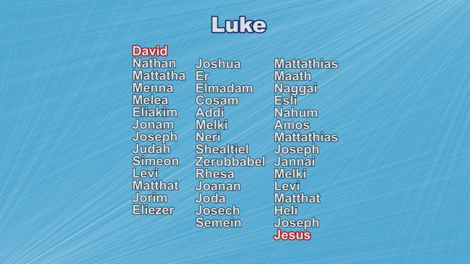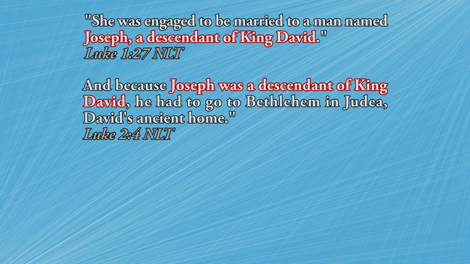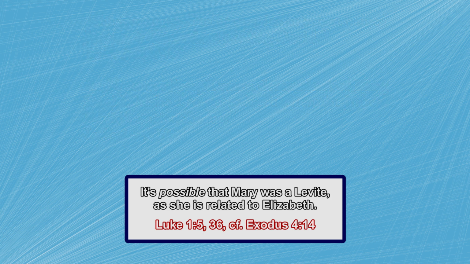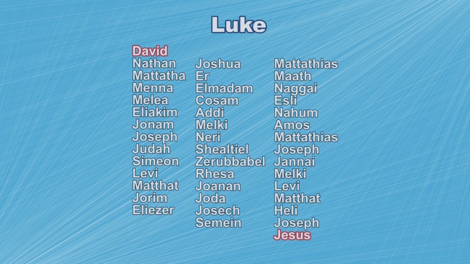Not only does Luke clearly specify that this is Joseph's genealogy, he is also careful to mention twice that Joseph is a descendant of King David. Yet he never explicitly mentions Mary's tribe, and neither do any other verses in the Bible. Luke does not provide any explanation or reason for us to consider that this is Mary's ancestry.